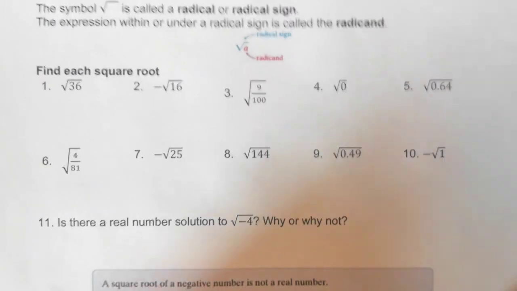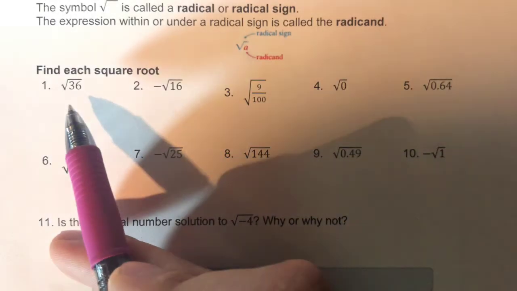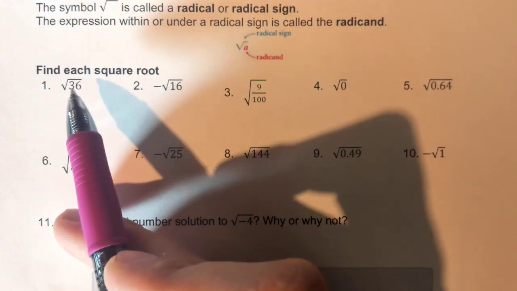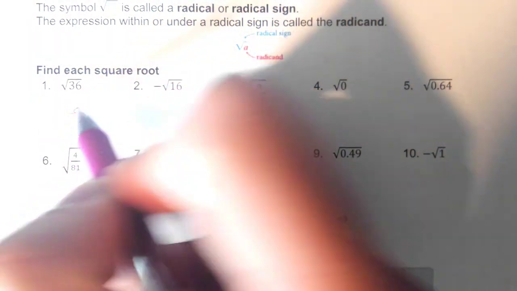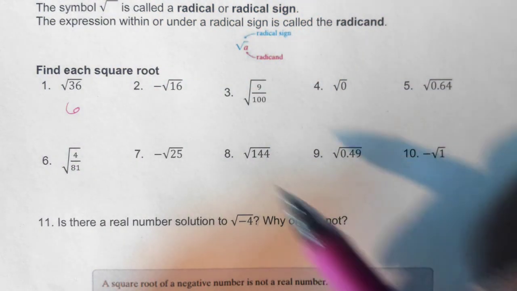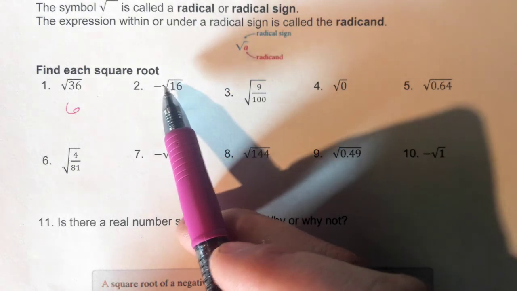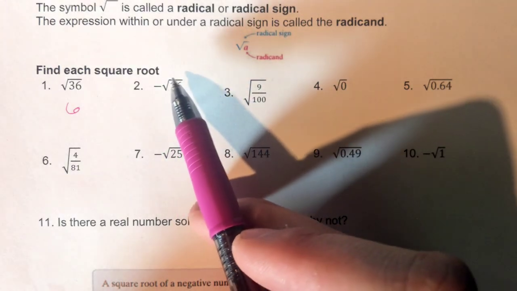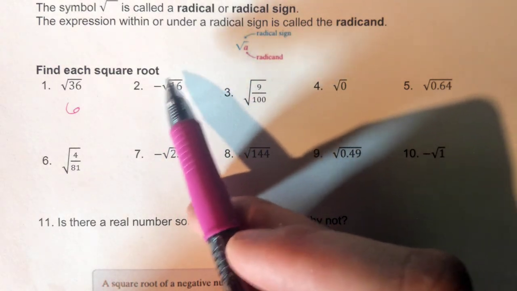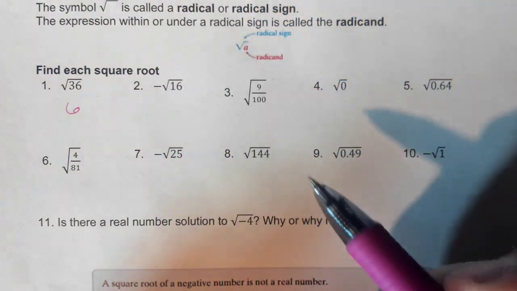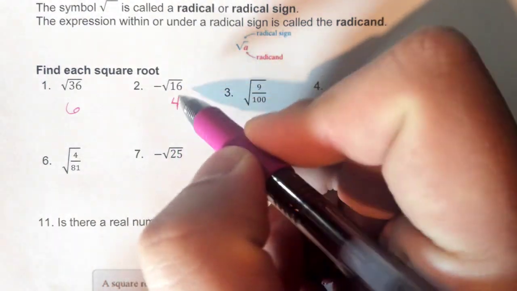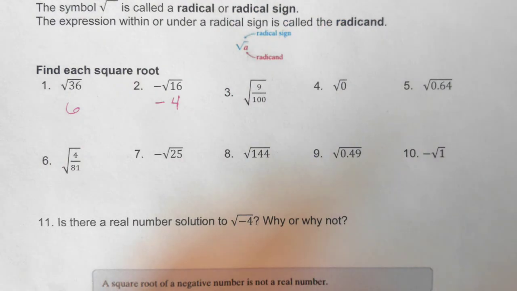So we're going to do some quick square roots here. What's the square root of 36? So what number times itself is 36? So that would be 6. The square root of 36 is 6. If there's a negative out front, it's asking you what's the negative square root of 16. Well, do the square root of 16. What's the square root of 16? Well, that's 4 because 4 times 4 is 16. The negative just floats along.